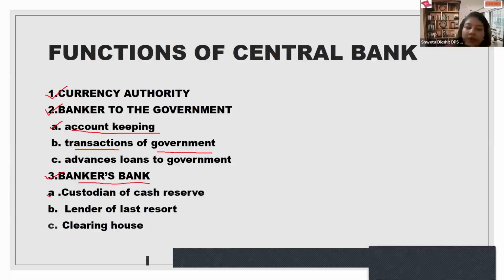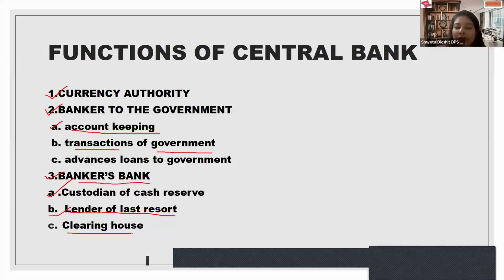Then this is the custodian of cash reserves. Whatever cash reserve, that is LRR, in the form of CRR and SLR, is maintained with the RBI by the commercial banks. Lender of last resort: who is our last resort? That is the bank. And who gives the money in crisis to this last resort? That is the RBI. So the RBI also acts as the lender of last resort. Clearinghouse function. It's something very different and very important also. When there are multiple banks working in the country and multiple consumers giving checks against different banks, it is the RBI which works as the clearinghouse.